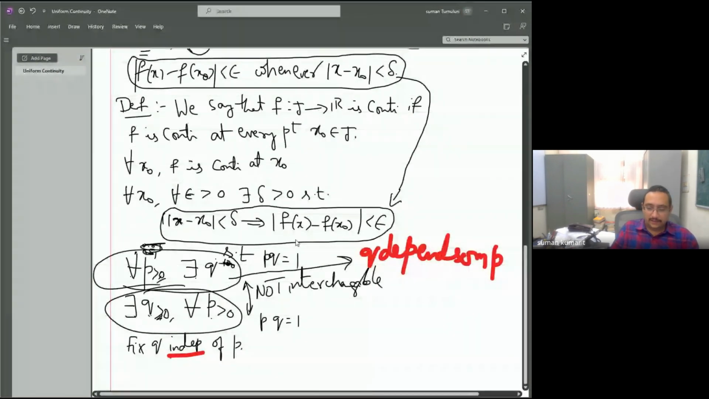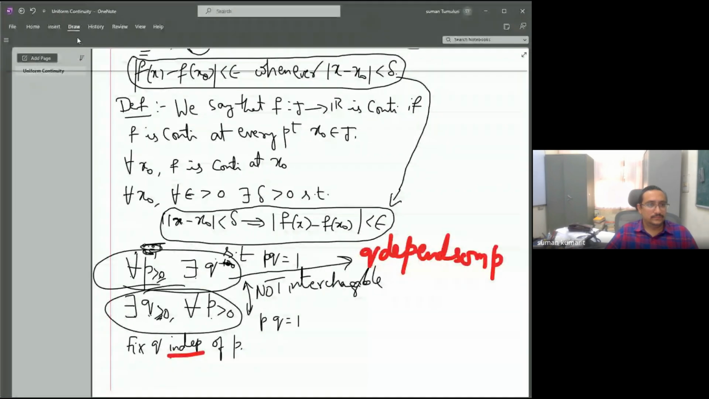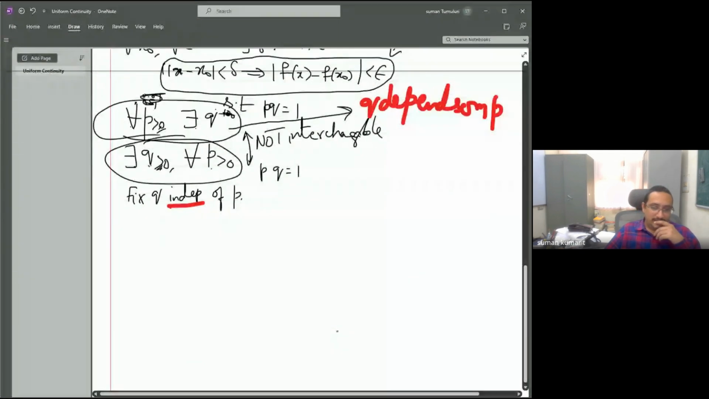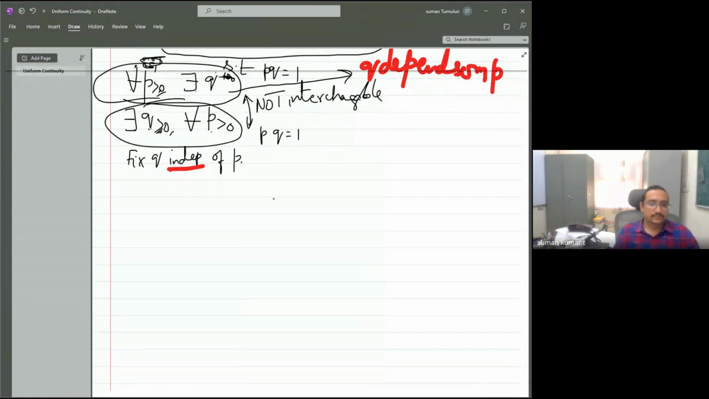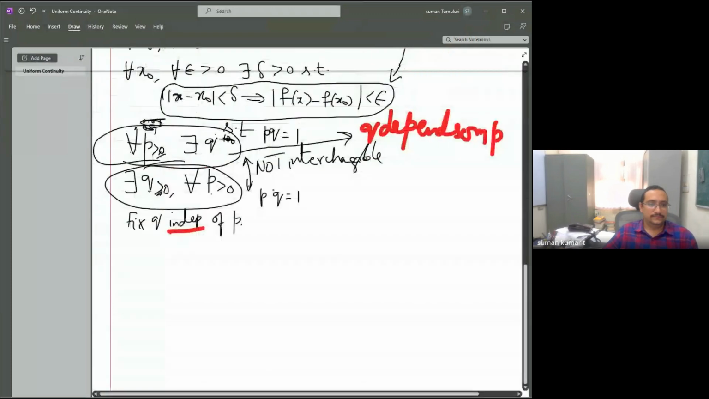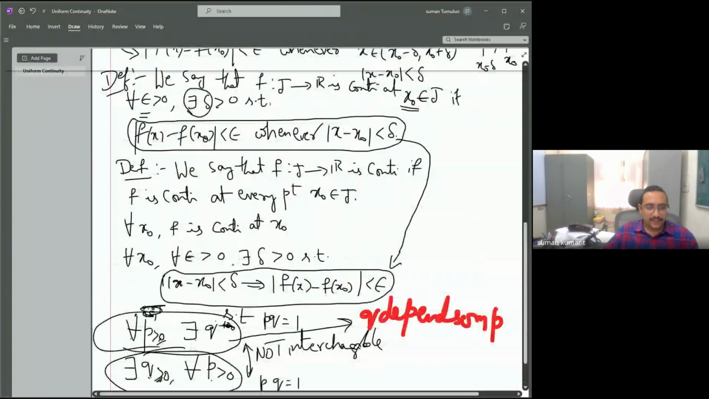Right. Now, with this small discussion on the order of quantifiers, what we do is we'll just see what we have written.